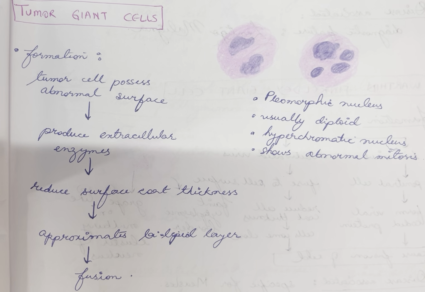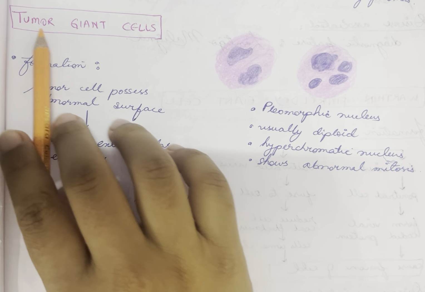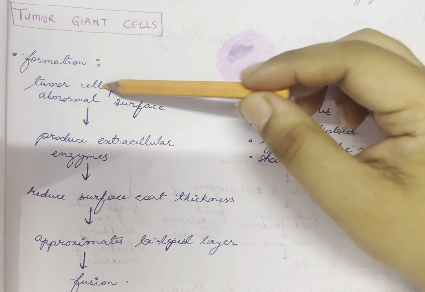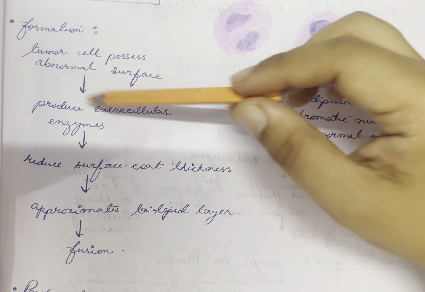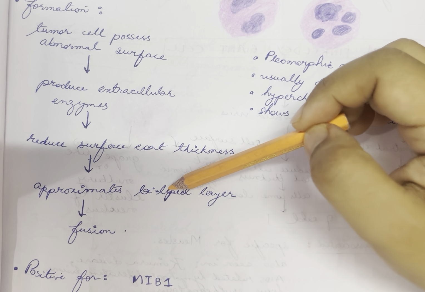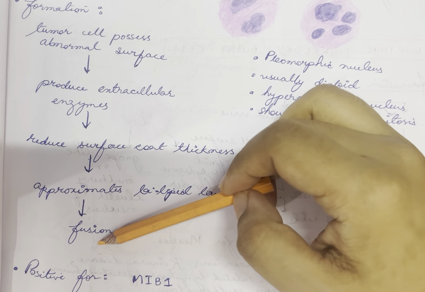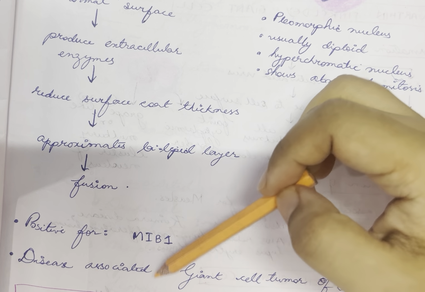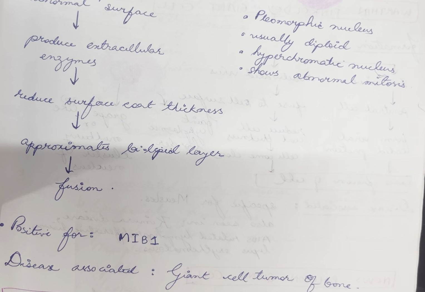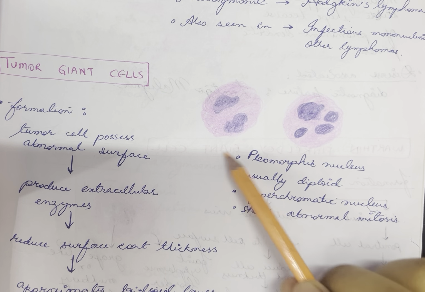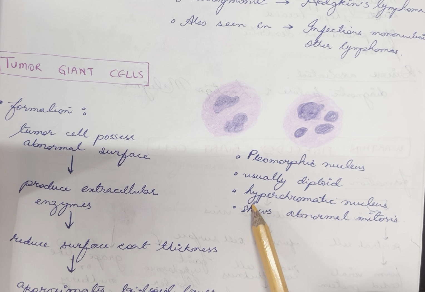Then comes tumor giant cell. Tumor giant cell means it forms when the tumor cell possess abnormal surface. So they produce extracellular enzymes. These reduce the surface coat thickness and approximate the bilayered membrane, and this causes a fusion. This is positive for MIB1. The disease associated is giant cell tumor of bone. So how does it look? Polymorphic nucleus usually diploid or like this also, and hyperchromatic nucleus shows abnormal mitosis.